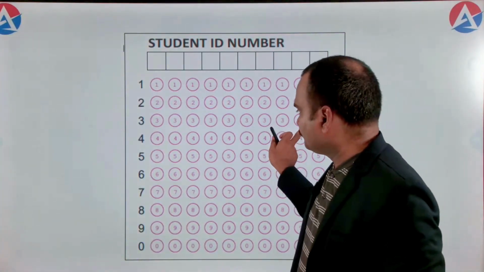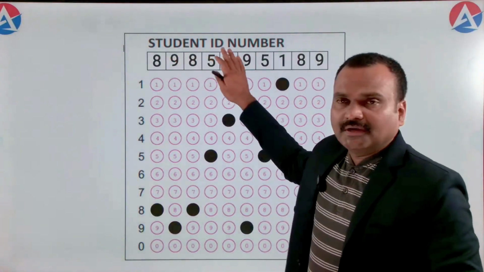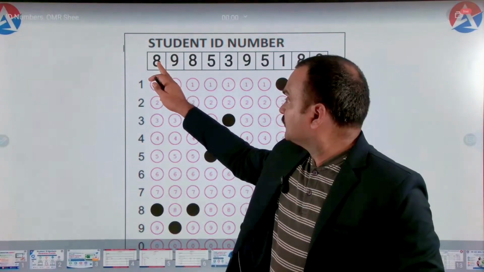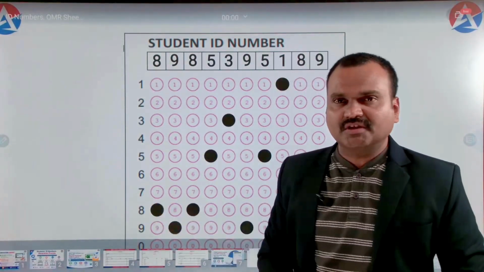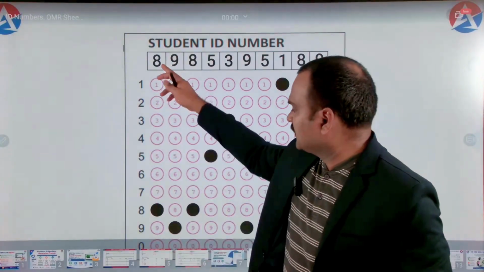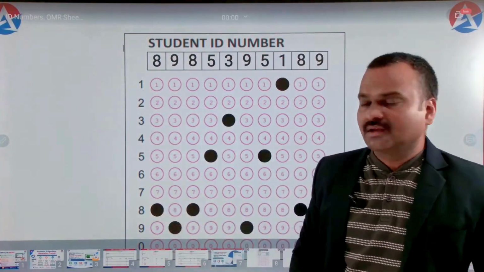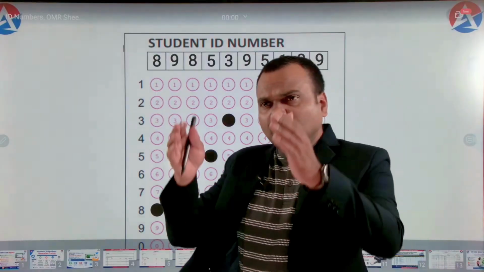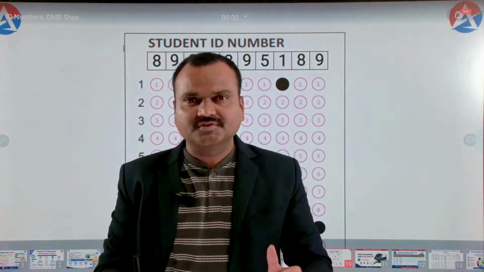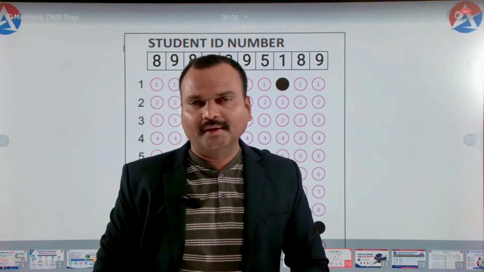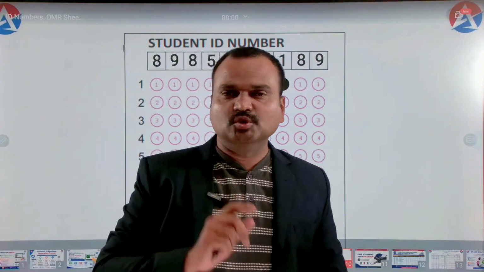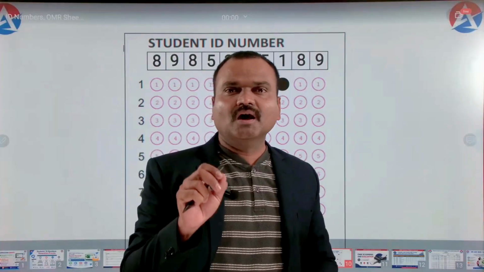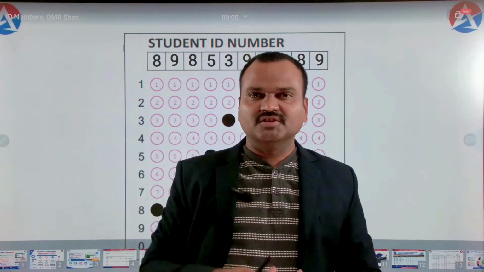For example, this is the ID number given to a particular student. Whatever number they write in the box, the same number should be bubbled in the given circles. If it is 8 here, they have to bubble the 8 circle. If it is 1, they have to bubble 1. Whatever number they write in the box, the same number circle should be bubbled with a black ballpoint pen. We request and suggest you to instruct the students to use a black ballpoint pen for bubbling these OMR sheets.